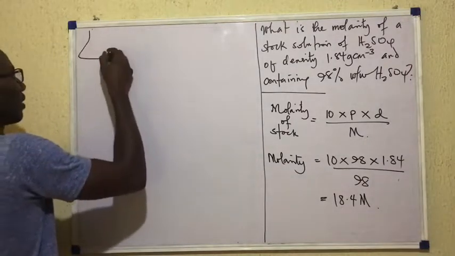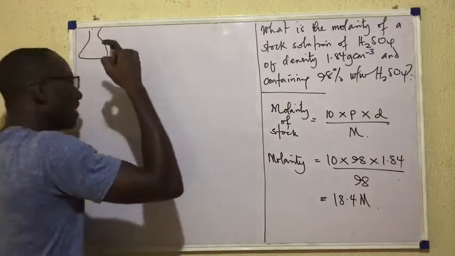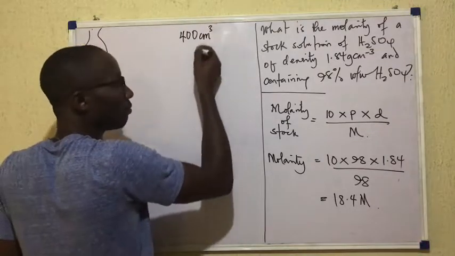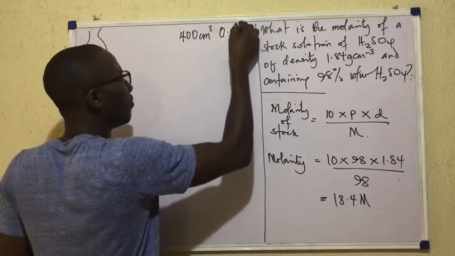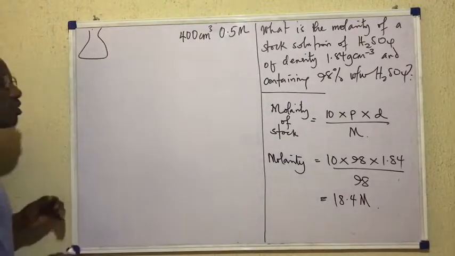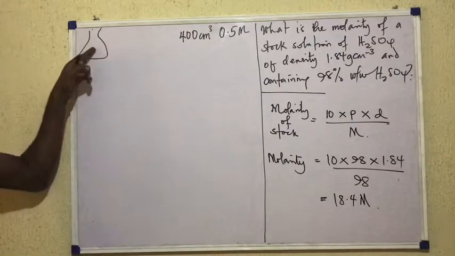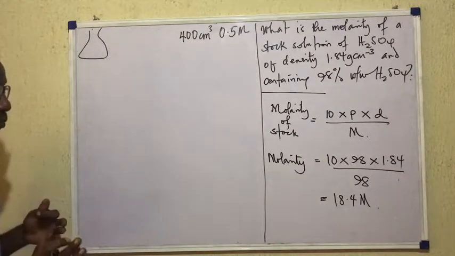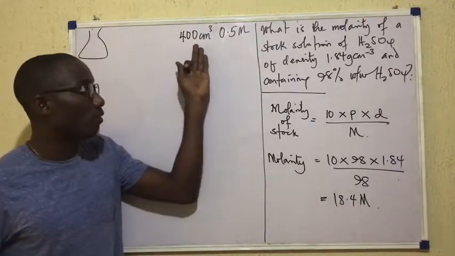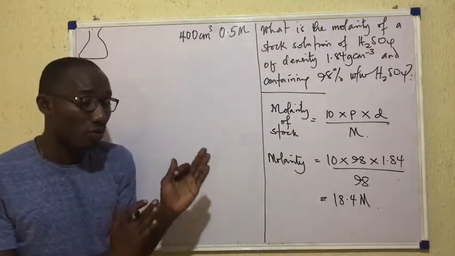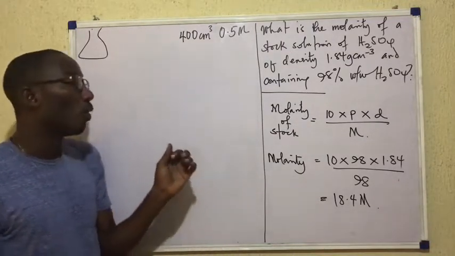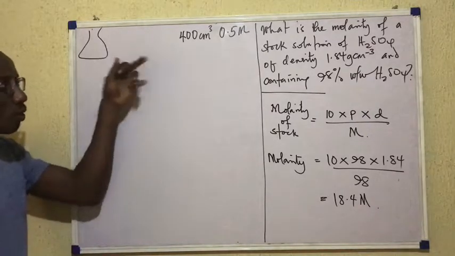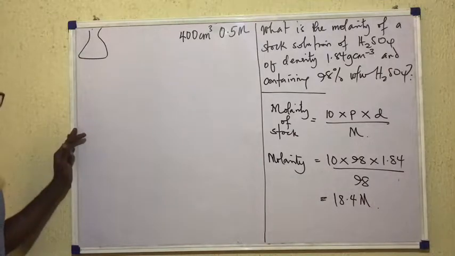Here is my stock in a container, and I intend to make, let's say, 400 cm³ of 0.5 molar solution from this stock. What volume of this stock would I need and how would I carry out the procedure? Remember what I want to prepare: 400 cm³ of 0.5 molar for my laboratory work. But what do I have on hand at the moment? A stock solution. So how do I go about preparing this new solution?